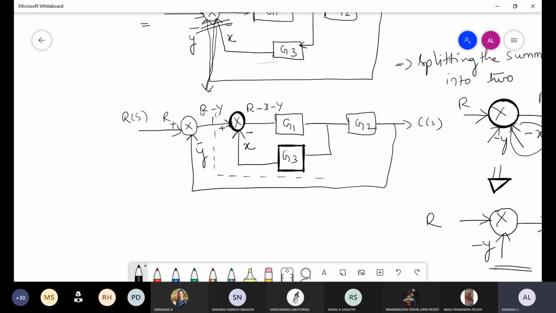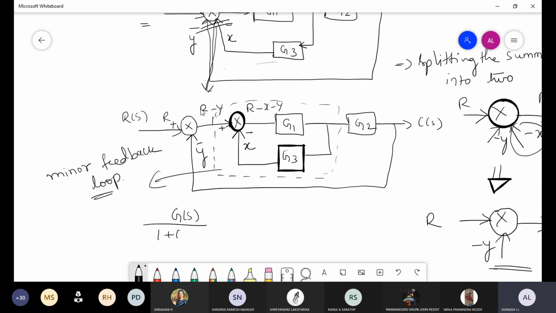It's clear now. The road is clear. Yes, sir. So it is called minor feedback. Write it down, minor feedback loop. So in the minor feedback loop, what will be the output value it will become? Generally for a negative feedback, it is G of S divided by 1 plus G of S into H of S.